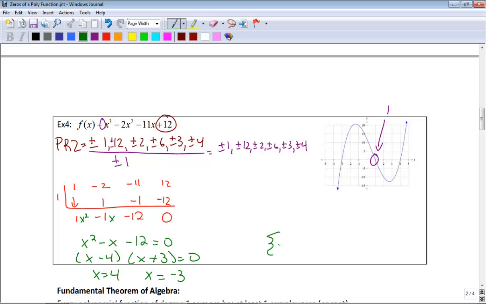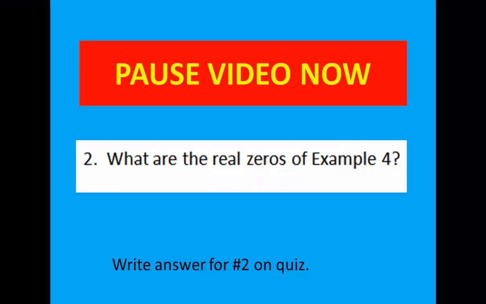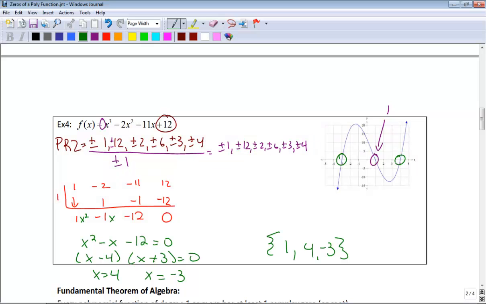So I have 3 answers for this. One of them is the 1, the 0 that I found earlier, and then I found 4 and negative 3. In the next couple of videos, we're going to start talking about the fundamental theorem and complex roots as well.